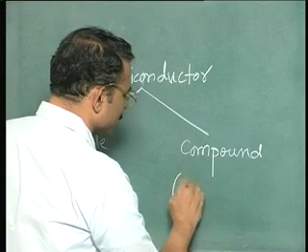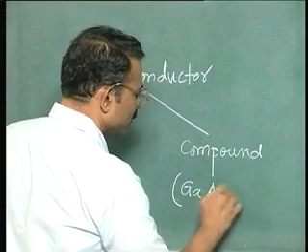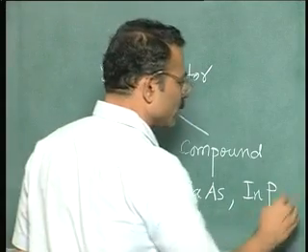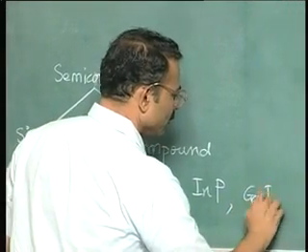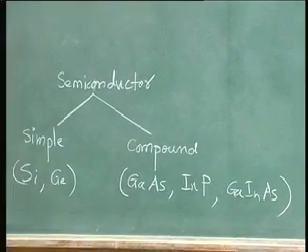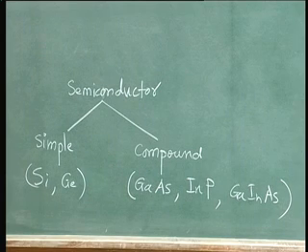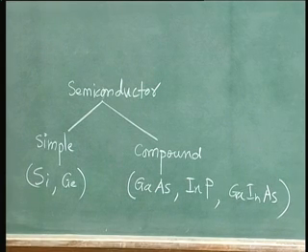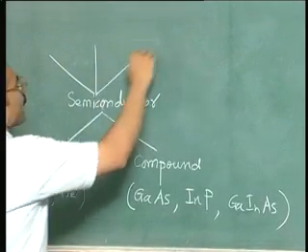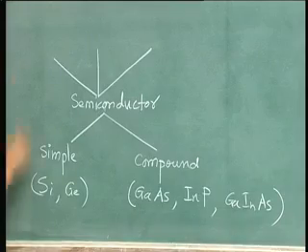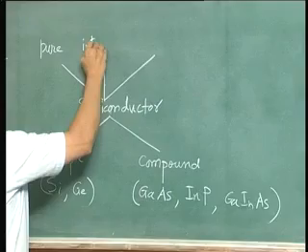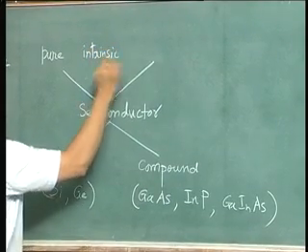Examples of compound semiconductors are gallium arsenide and indium phosphide. You can also have more than two elements, for example, gallium indium arsenide, and so on. You can even have 4 elements present. Now another classification of semiconductors is pure, intrinsic and extrinsic semiconductors.